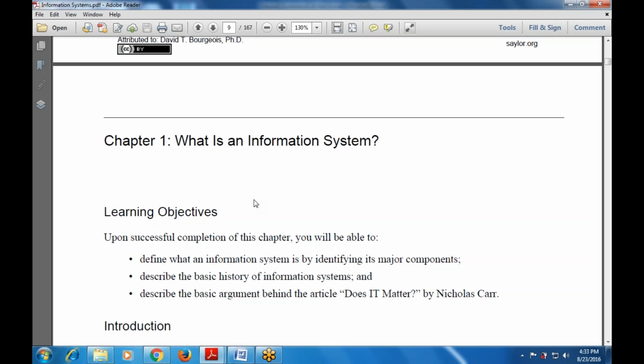Next is to describe the basic history of the information system. History means the past background of the information system, how the information system was built, its relevance, advantages, disadvantages, everything. That is the basic history of the information system. Then describe the basic argument behind the article.